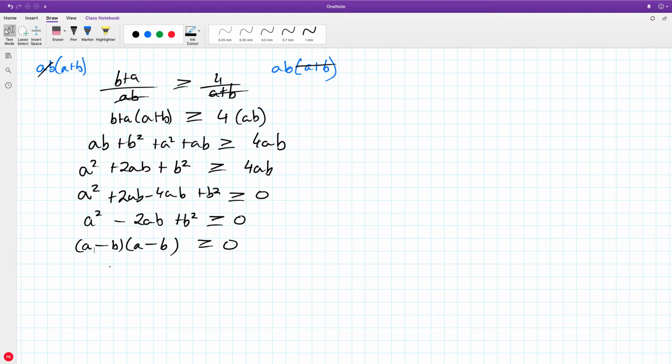A by A is A squared. A by minus B is minus AB. Minus B by A is minus AB. Minus B by minus B is plus B squared. How do I know that that is greater than 0 for a fact?